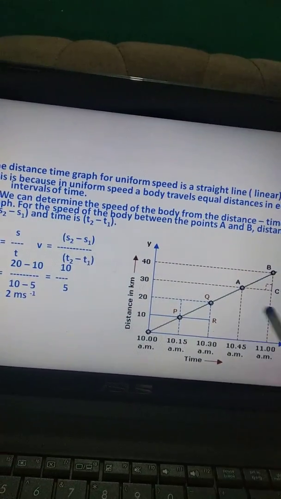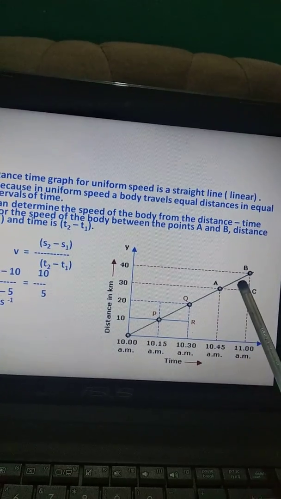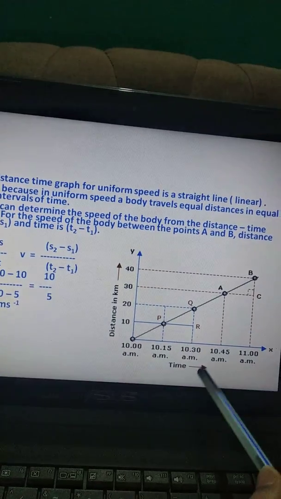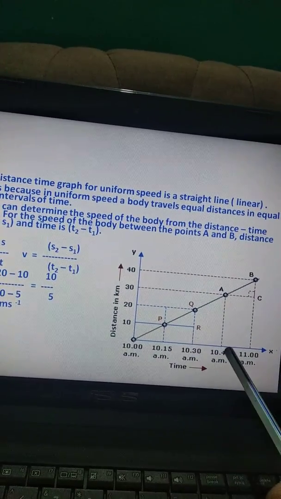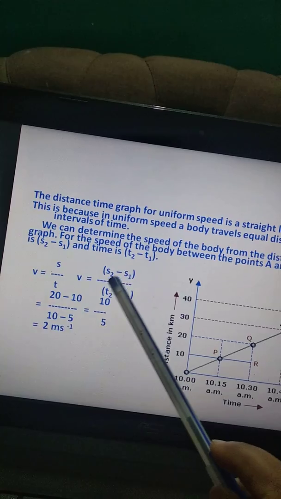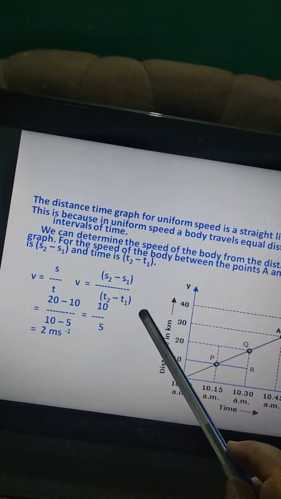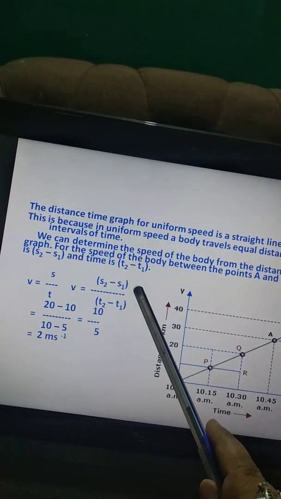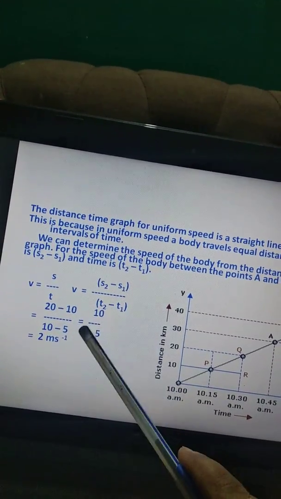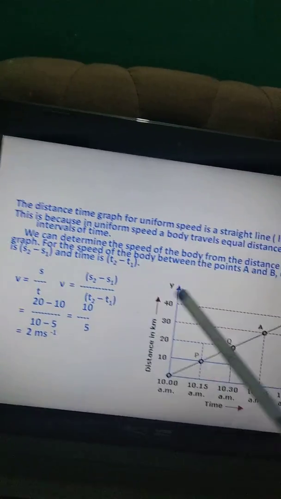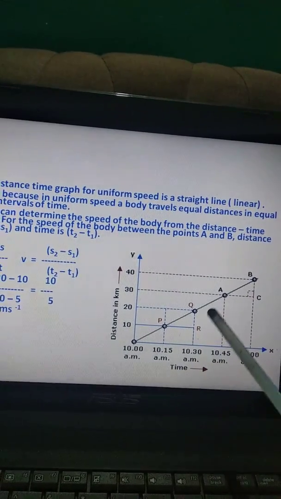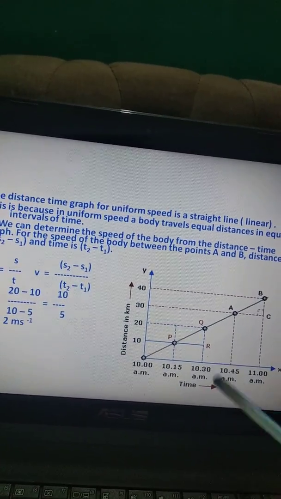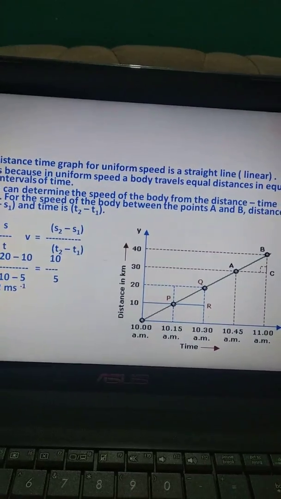That means any position you take, you find the parallel line with respect to the distance axis and the parallel line with respect to the time axis. Then the formula is s2 minus s1 by t2 minus t1, means the final position of the object minus the initial position of the object, divided by final time minus initial time. Then you just divide and find out. From the graph we can find out the speed of the object at any instant of time. That is for uniform motion.